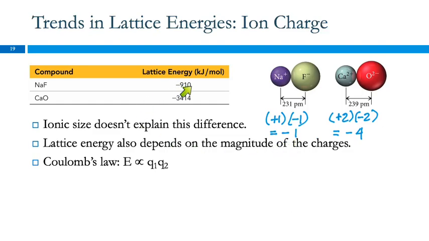And here we've got minus 910 and minus 3,414. Well, if this was minus 900, minus 3,600 would be 4 times. That's actually pretty close, because there's other things going on as well. But the lattice energy depends on the magnitude of the charges. So if we have larger charges, they are going to rush together much more than if we have little wimpy charges. So it's the distance between the ions, the size of their ions, and the charges. Those are the two things that affect the lattice energy. The ion charge has a bigger effect.